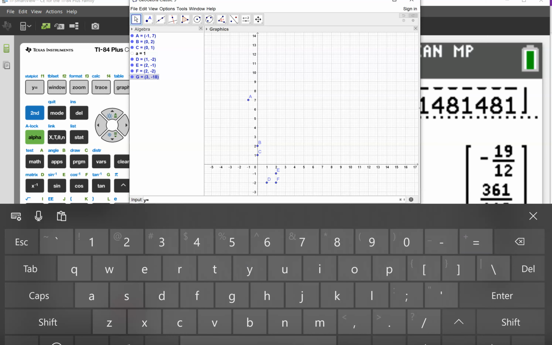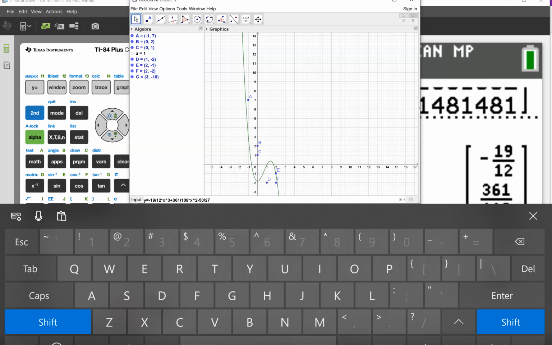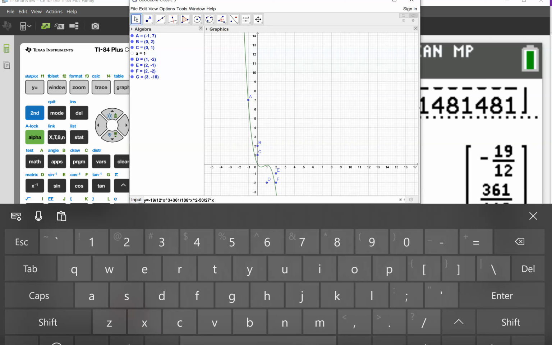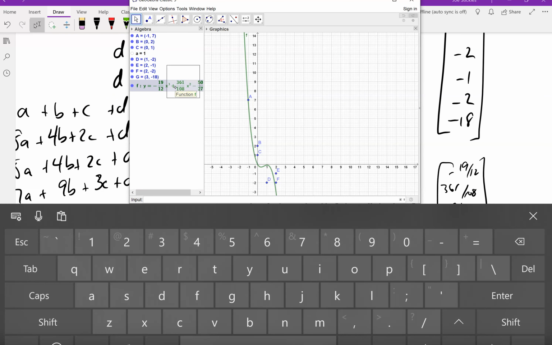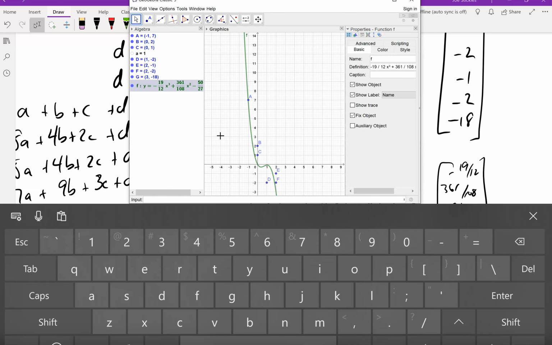It was y equals -19 divided by 12 x cubed. That was weird. I must have hit the enter key. Sorry. Let's see if I can delete this out. There we go. We had y equals -19 divided by 12 times x cubed. And it was plus 361 divided by 108 times x squared minus 50 over 27 times x. And then 35 over 54. Let me see if I can edit it. Oh, there it is.